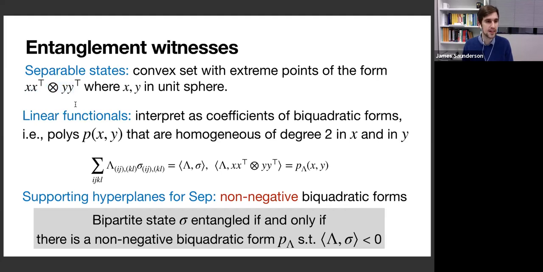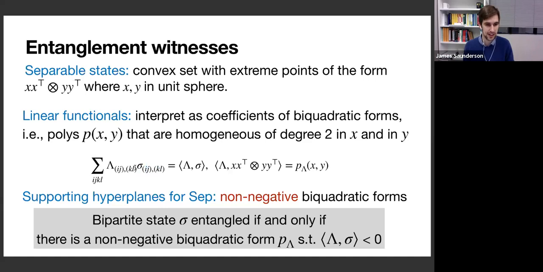Because of convexity, if I've got a convex set and I want to check that something's not in it, general convexity theory tells me the way to do that is to find a hyperplane that separates my point from my convex set of separable states. To find a hyperplane, I need to think about what linear functionals mean on this space, since they define hyperplanes. A linear functional on one of these bipartite states is indexed by the NA times NB indices for the rows and the NA times NB indices for the columns.